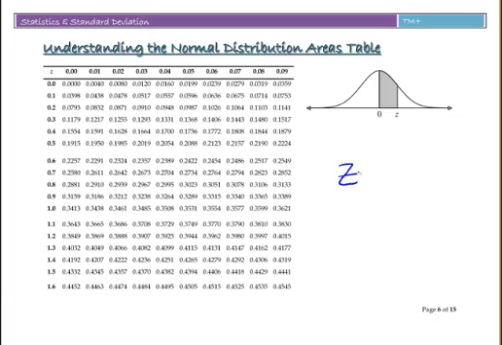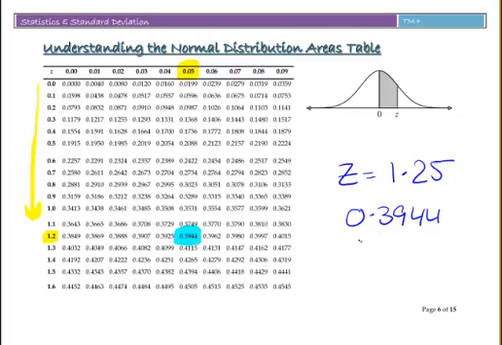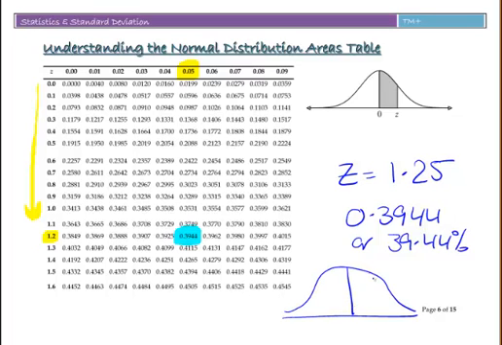Say I have a z-score of 1.25. What I do is I go all the way down this side to the 1.2, and then I go across to 0.05, which is here. So this value here is 0.3944 or 39.44%. So what that means, if this is 1.25, this area here is 39.44%.